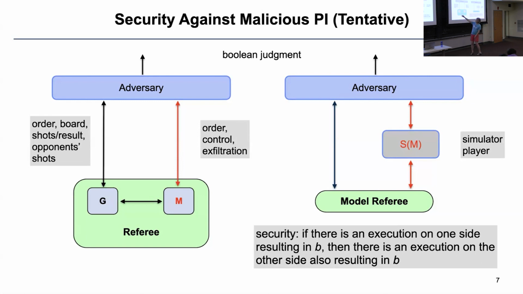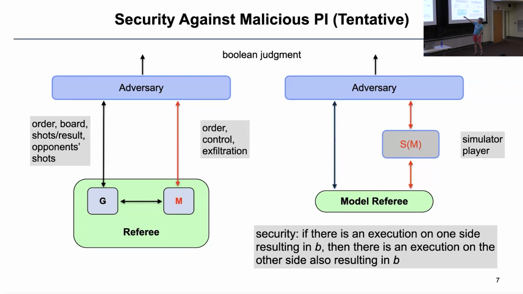But in this position here, the model referee is talking to a player, and the player is actually a simulator. The simulator is sandboxing M within it, putting it in a position where it can't directly talk to the adversary. It can't directly work with the internals of the model referee. From the model referee's point of view, it's just a player.